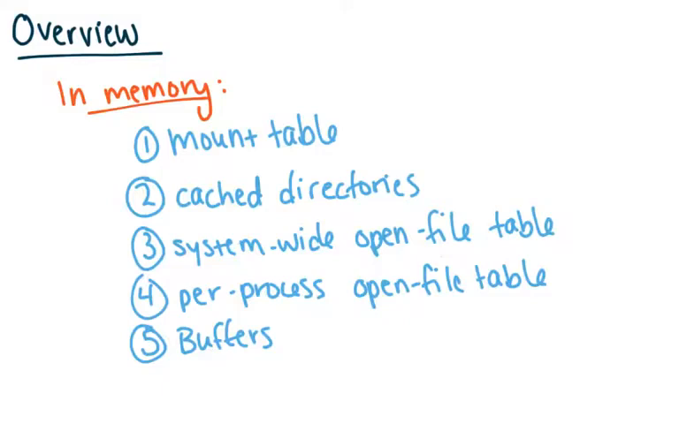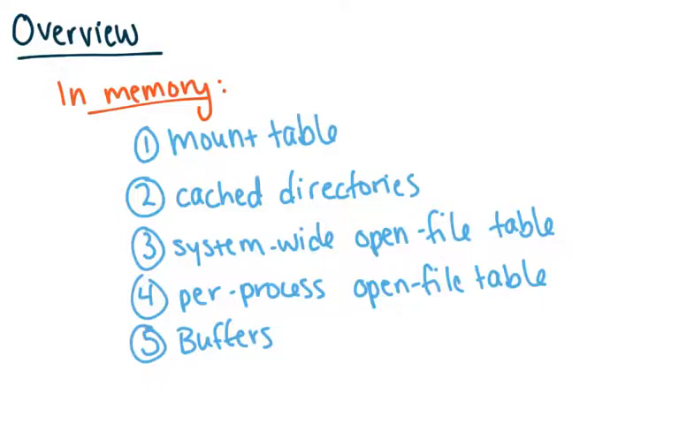In memory, you're going to have your mount table. That's going to give you an idea of which volumes are mounted. It has to be in memory if it's being used. The second thing is any cached directories. So in the course of looking through directories, you might want to cache some of the directories that are commonly used, so you don't have to go back into storage every time you need to search that directory.